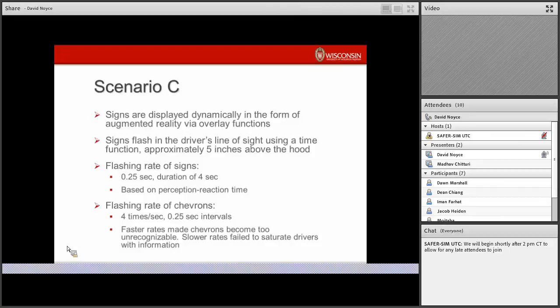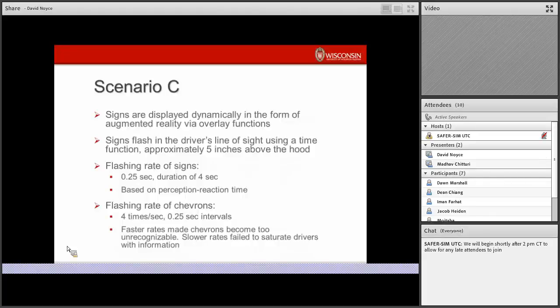We did look at some sign flashing related scenarios, and part of the sign flashing was to explore the visual detection of drivers and help them as time went on and they became more used to a visual display type environment or heads-up display environment. We wanted to make sure there were some attention grabbing characteristics presented, or at least experimented with, under these different types of conditions. So we did look at some sign flashing in the driver's line of sight, with a built-in time function in the simulator. The location of those signs was about 5 inches above the hood, so just below, but very near, the driver's typical line of sight.